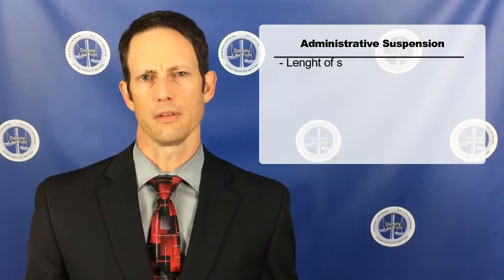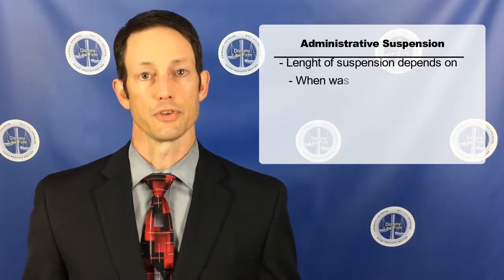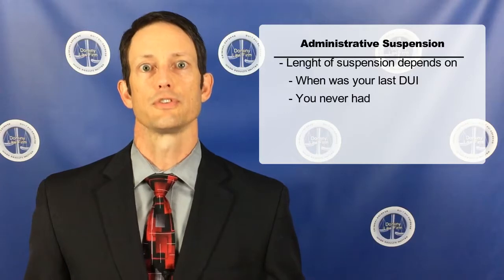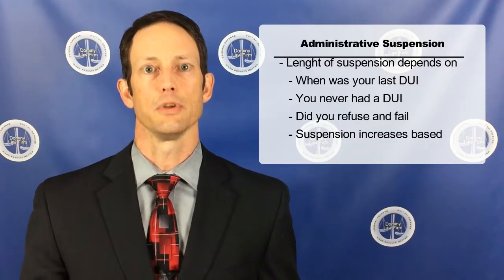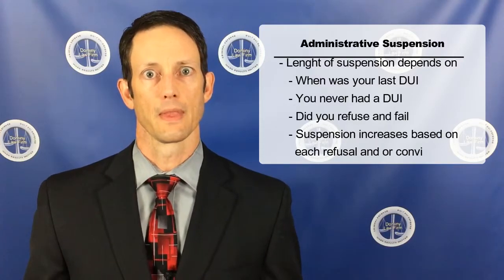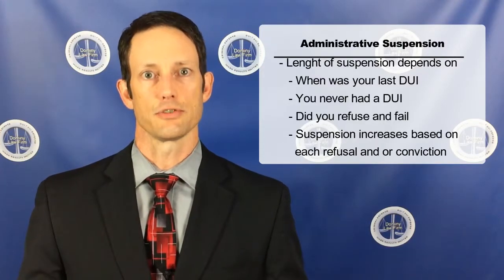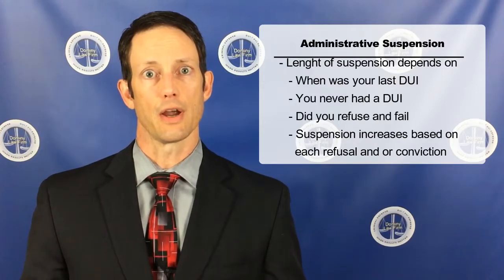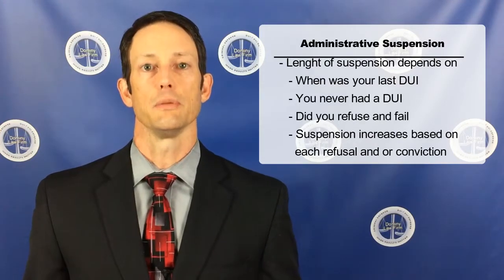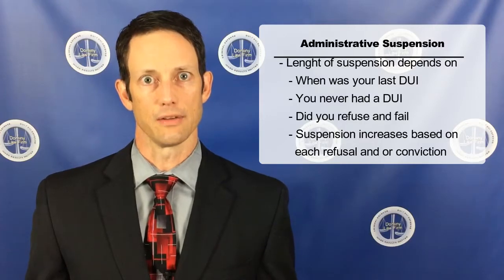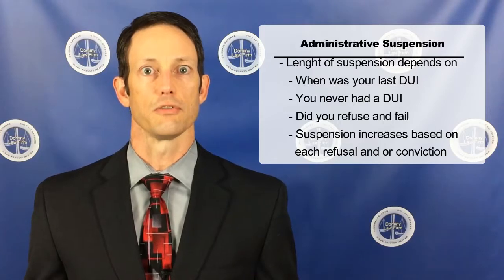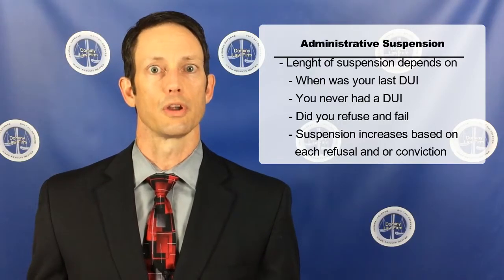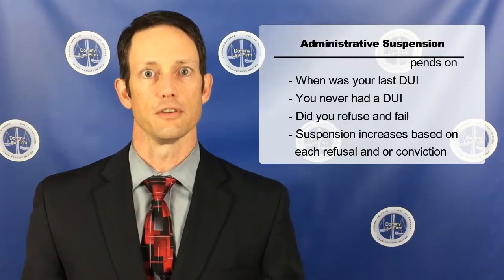The length of the administrative license suspension depends on different variables. For example, if this is the first time you've refused a test within the last 10 years, then the administrative license suspension is 1 year. If you take the test and it's over the limit and you don't have any prior convictions in the last 10 years, then the administrative license suspension is 90 days. But the length of the suspension increases based on each refusal and/or conviction in the last 10 years.